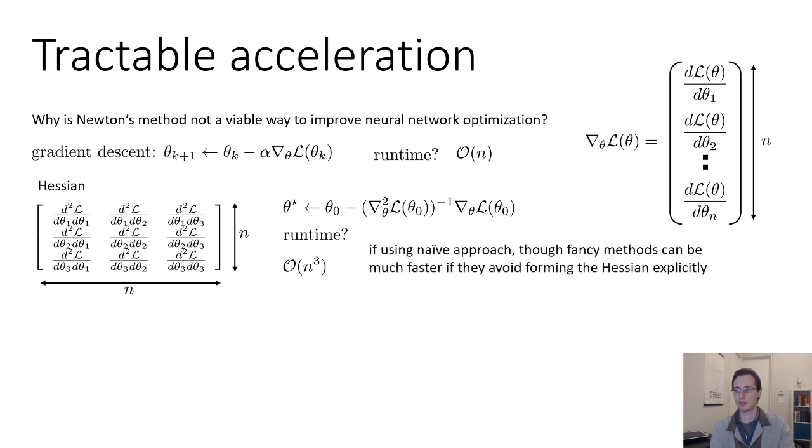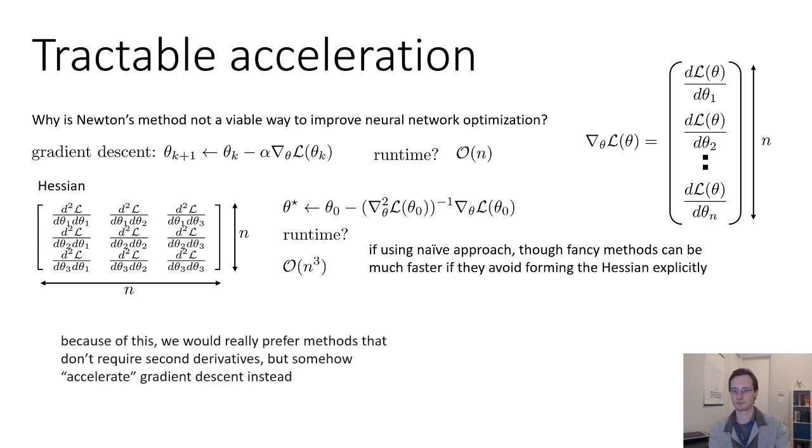Now, an important caveat is that this is only true if we compute the Hessian inverse times the gradient naively. There are fancier methods that can be much faster than O of n cubed because they avoid actually building the entire Hessian. So the trick that you can use if you really want to do Newton's method for neural networks is to come up with an algorithm that calculates the Hessian inverse times the gradient without ever actually building the entire Hessian. And it turns out that there are clever ways of doing that. In fact, they're so clever that with a little bit of approximation, they can actually be linear in the number of parameters. But generally, they end up being very complicated, and they don't tend to be used very much in practice.